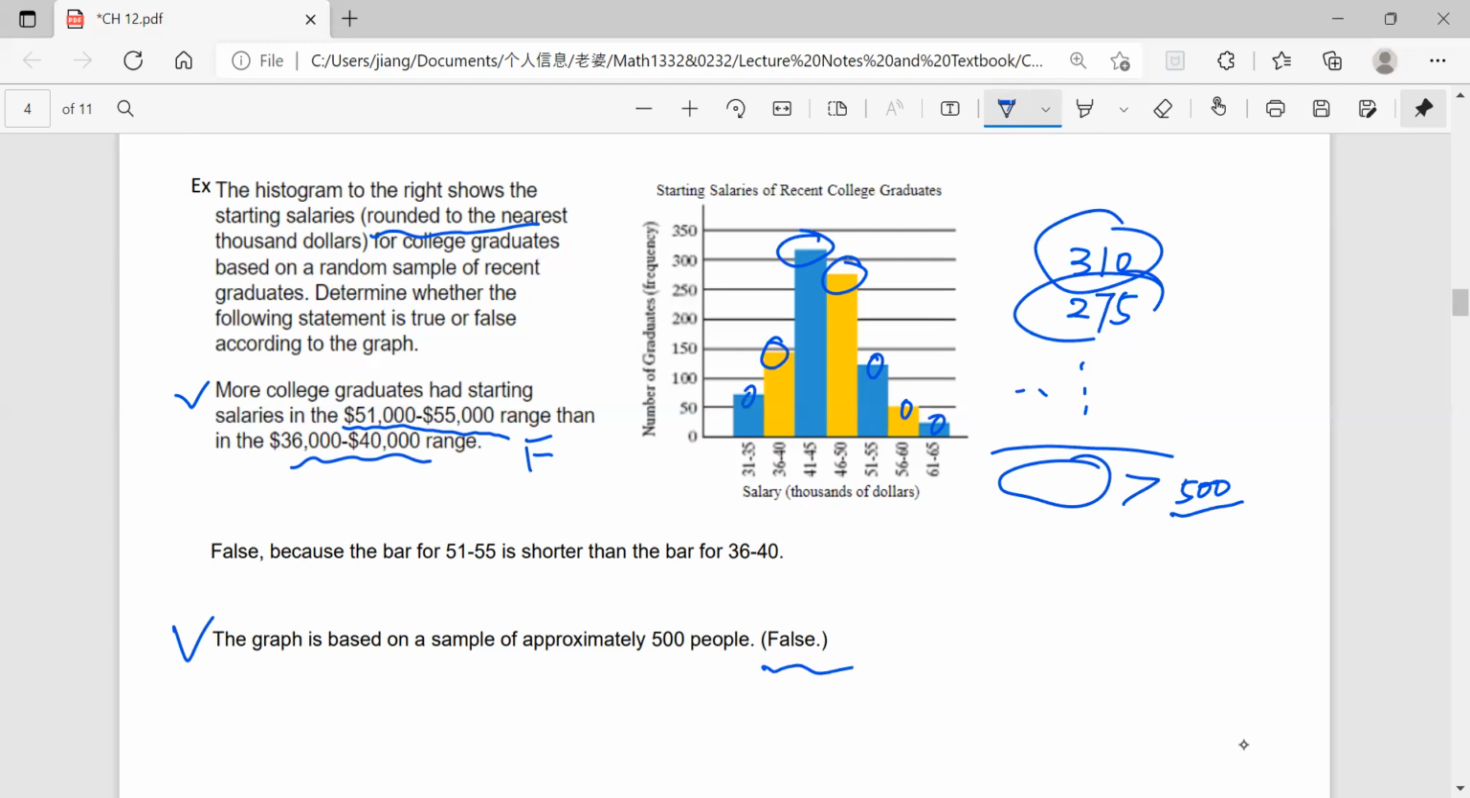The true statement can be that it is more than 500 people. So this is also a false statement.